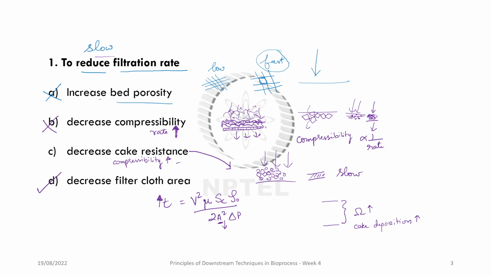Again, decreasing cake resistance, if it has filter aids, you can still continue to improve the flow rate, but the cake deposition is going to continuously increase with continual use of the filter, as the media keeps adding. Shall I proceed?